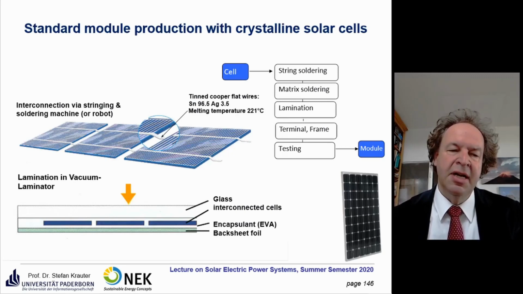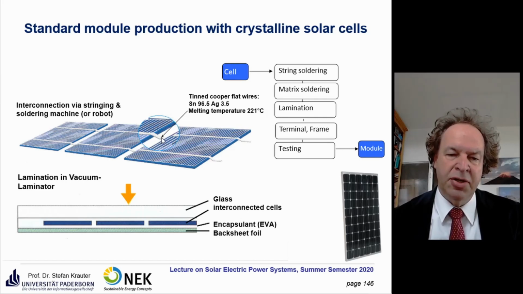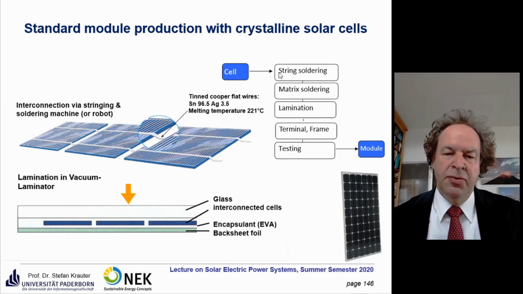So here you see the interconnection of the cells. This is then carried out via cell interconnectors. For example, these are thin copper flat wires. You do this soldering, and we see some pictures of it, and the matrix soldering, the lamination procedure, and almost at the end we put a terminal box there and the frame, and at the very end we do some testing to see what's the IV characteristic, the short circuit current, the open circuit voltage, and most important, the power of that module. And then it goes to the sale of the module.